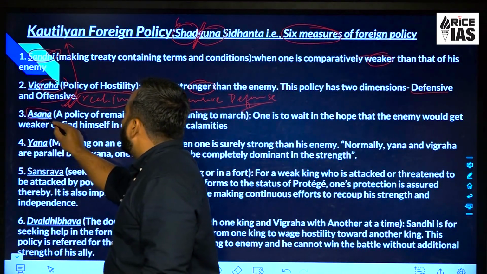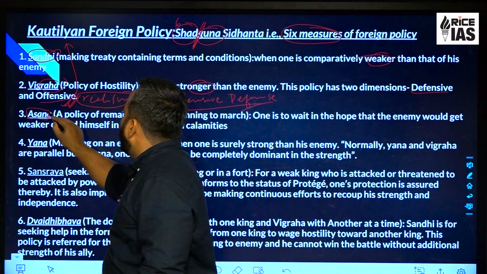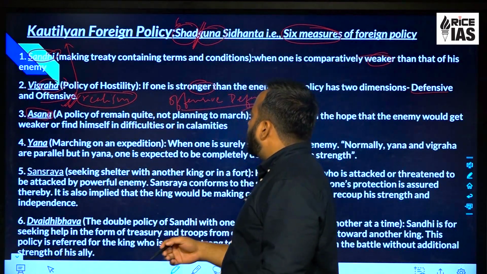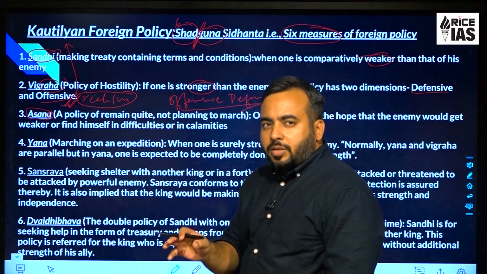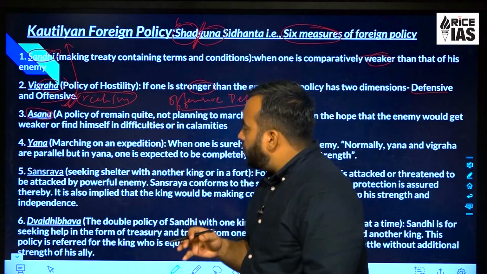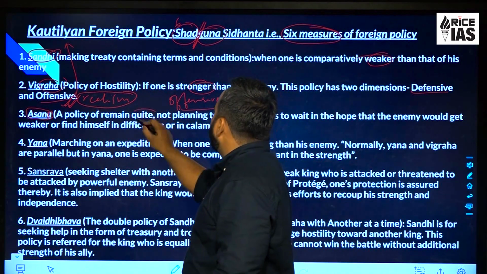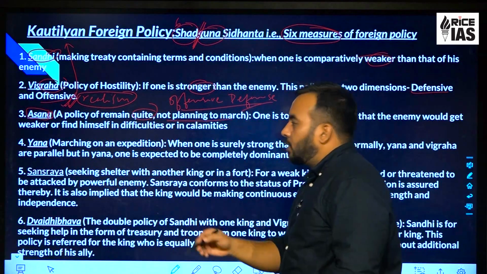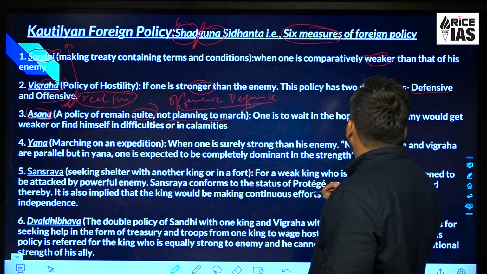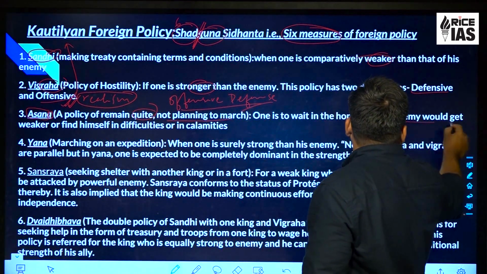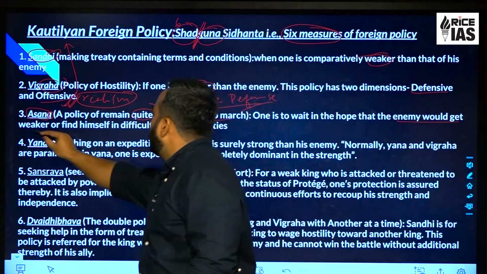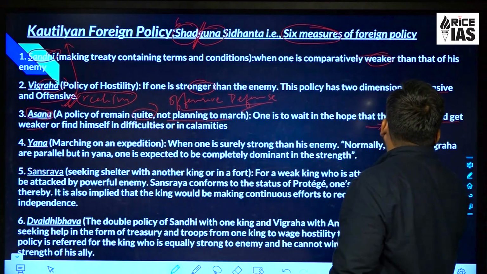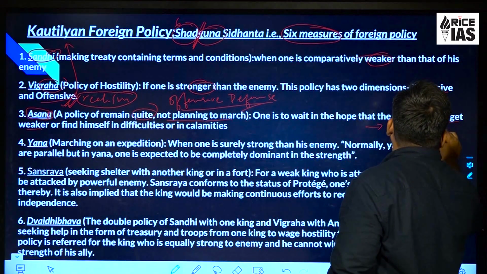Asan, that is the Sanskrit or the Hindi term. While writing it in Roman script, this becomes asana. Asan is to sit, to do nothing, to remain passive, remain quiet, not planning to march. Marching on the enemy is not to be done. Wait so that the enemy gets weaker. This is sometimes also known as bait and bleed.